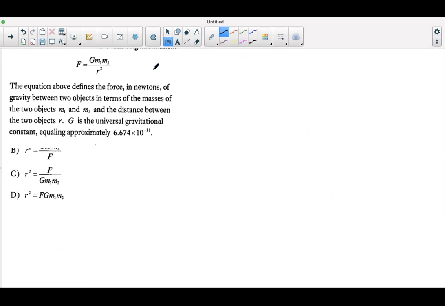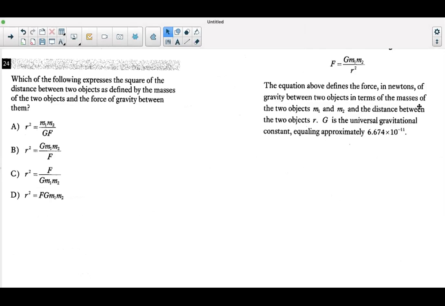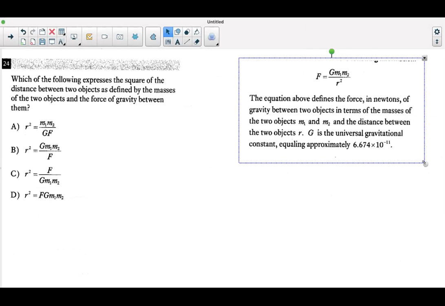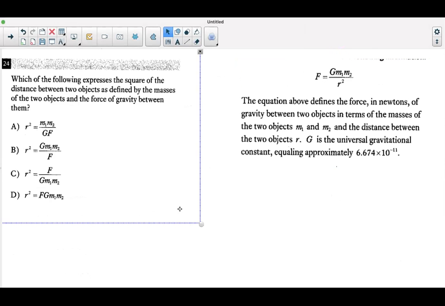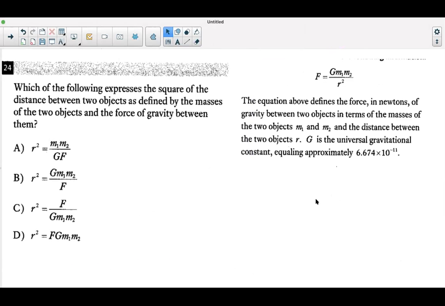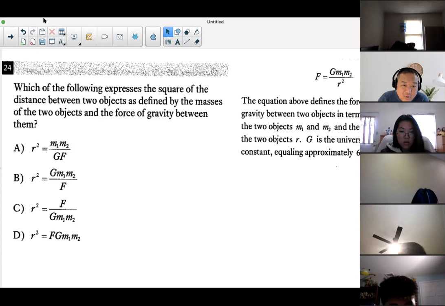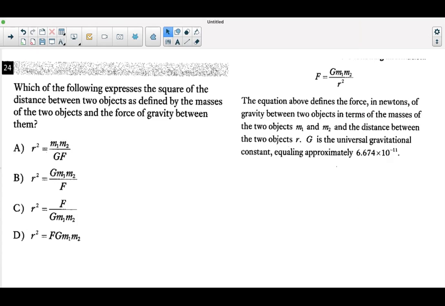So in case of number 24, what's happening is, okay, this is given. They want to solve for r squared, right? How can you solve for r squared? That's rather simple. Did you realize that one of the operations that I'm going to give you is this?